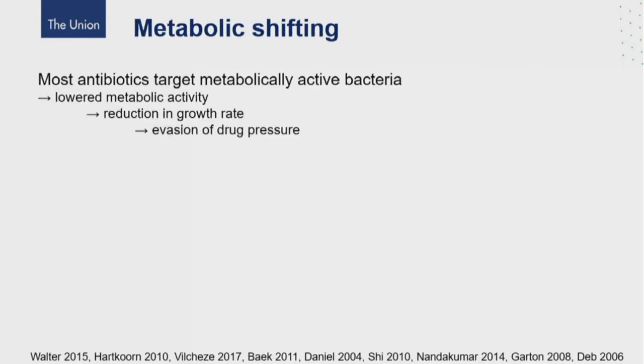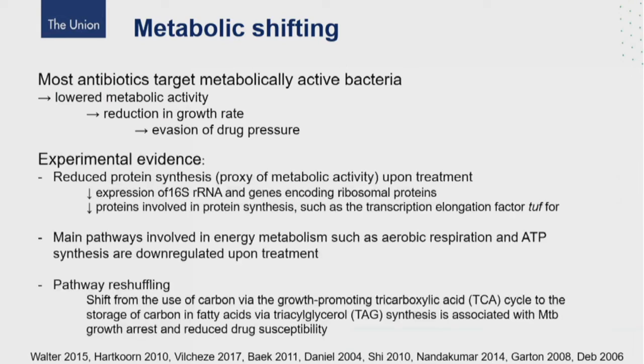We look at metabolic shifting. Most antibiotics target metabolically active bacteria, so lowering your metabolic activity and reducing growth is a way to evade drug pressure. There is experimental evidence of reduced protein synthesis upon treatment. Main pathways involved in energy metabolism, such as aerobic respiration and ATP, are down-regulated upon treatment. And there's some pathway reshuffling, especially a shift from the use of carbon via the growth-promoting TCA cycle to storage of carbon in fatty acids through TAG synthesis.